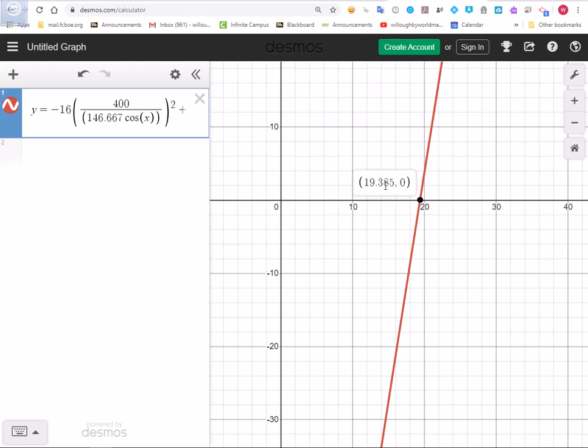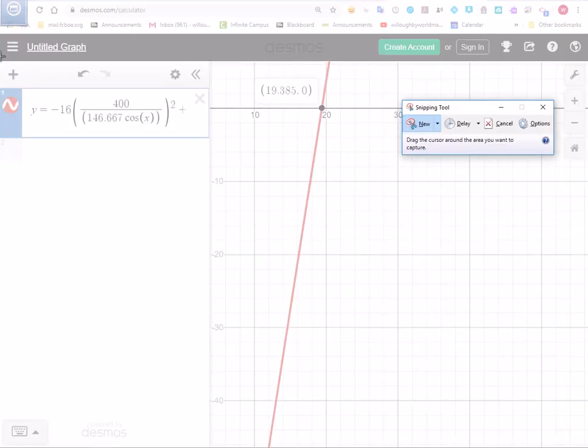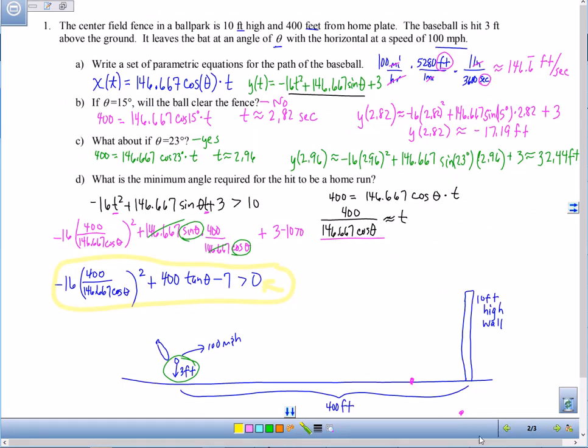So we want our launch angle to be greater than this. Okay, so I'm going to move this guy up here so I can snip all of it together, and we'll put that in our notes. Edit, copy, paste it in.